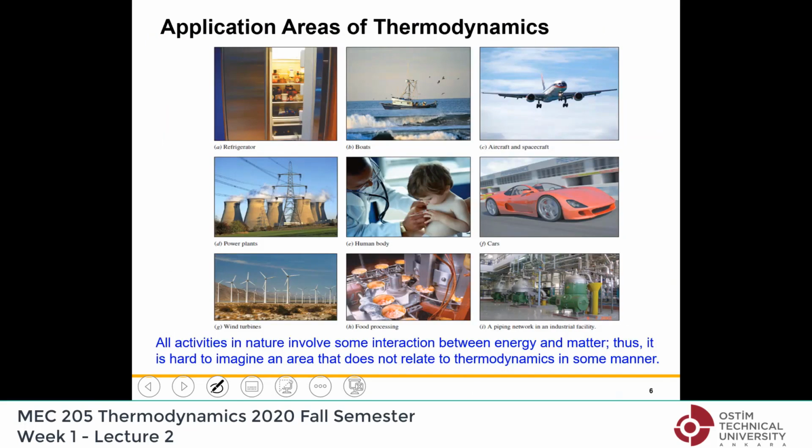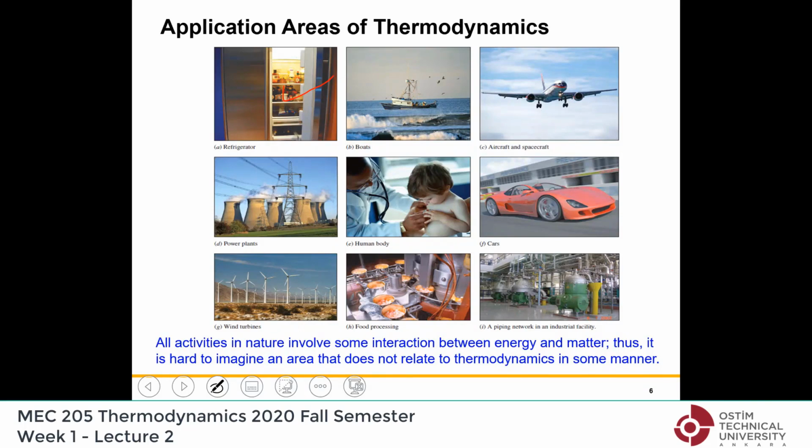And one question in your mind may be, where will I use thermodynamics? Where is it used? The short answer is, there is hardly any place where thermodynamics is not used. That is, thermodynamics is used everywhere. So it is important to have a good understanding of energy here. And you will appreciate this course later on. For example, the refrigerator, okay? In your house, it is entirely thermodynamics.